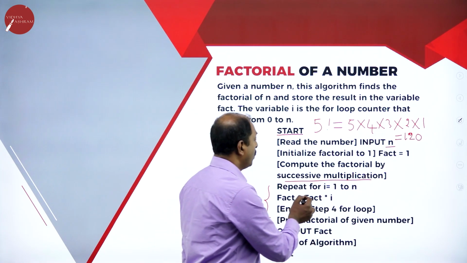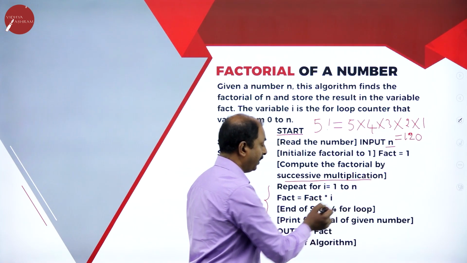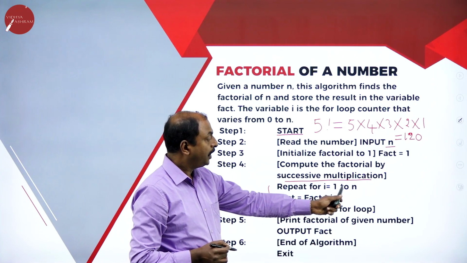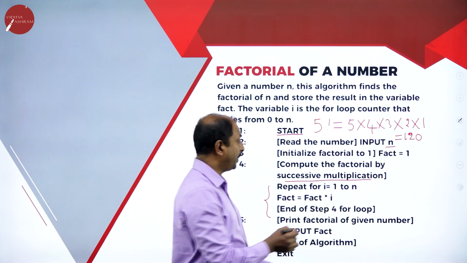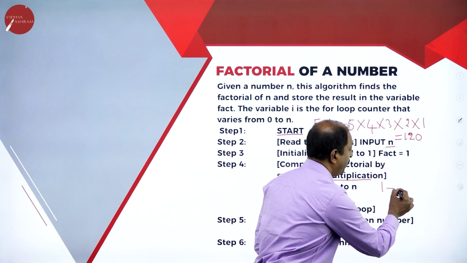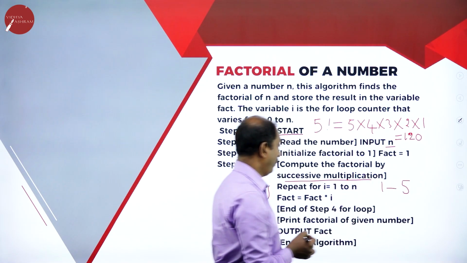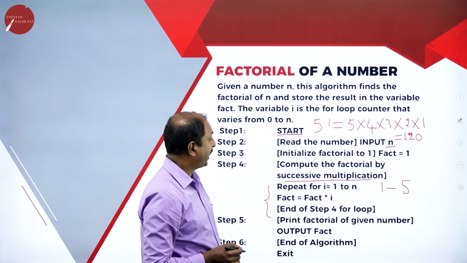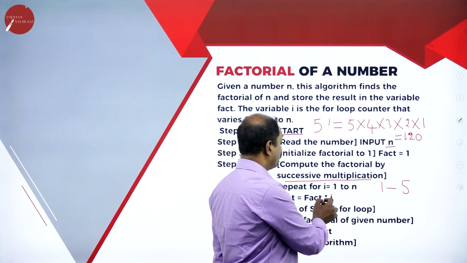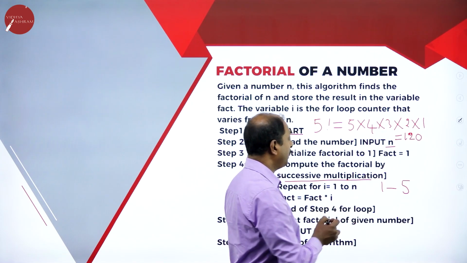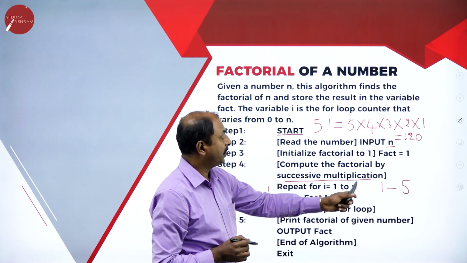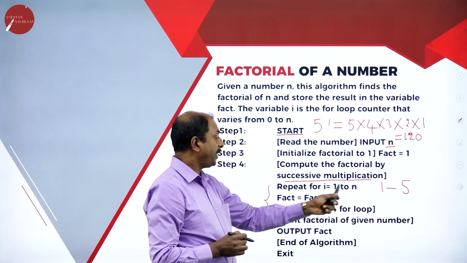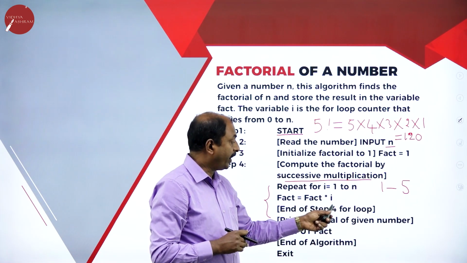Here we are using for I equal to 1 to n. Here I equal to 1 to n, n in this example 5. From 1 to 5. Fact equal to fact into I. What is fact here? Fact equals to fact into I. For example, first time I value is 1. So it is multiplied by 1. Next I value becomes 2.